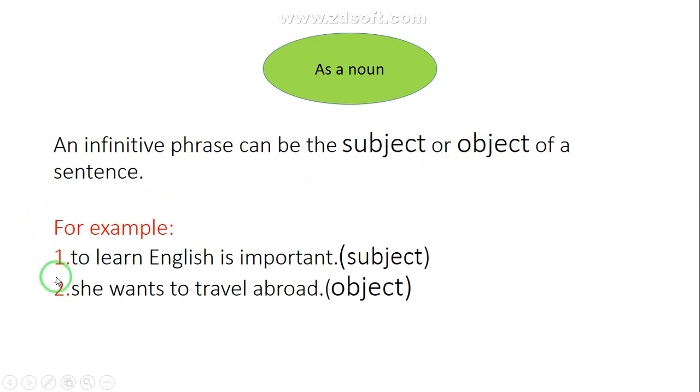For example, number 1, to learn English is important. To learn English is our infinitive phrase, and since it comes before a verb, it is a subject. So it functions as a noun. And number 2, she wants to travel abroad. To travel abroad is our object and is the infinitive phrase. So it functions as a noun.